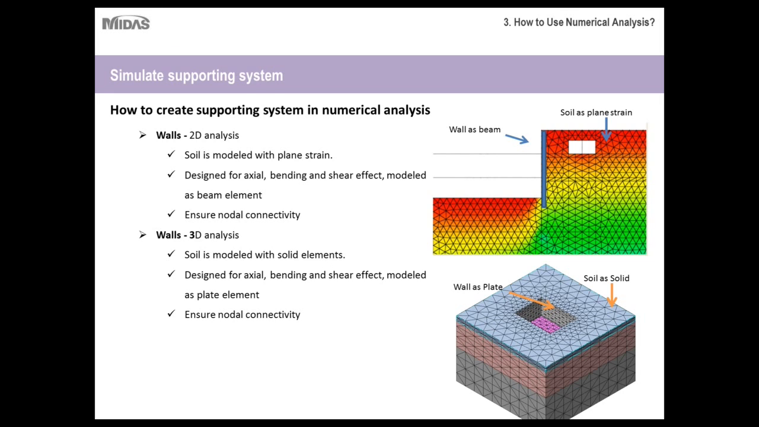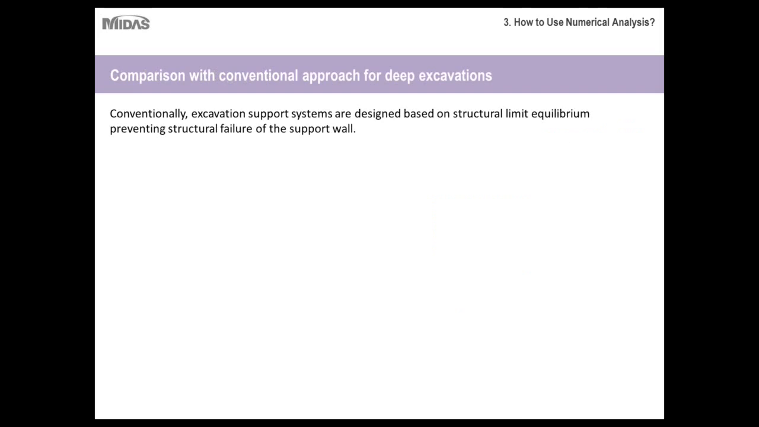If you are dealing with a 3D excavation problem, then the soil is modeled with solids, and the wall is modeled with plate elements, and the colors of the two meshes are different. It goes to show that there is a different member type with different material properties and a different mesh. But if you look closely at the boundary, you will see that the nodal connectivity is maintained throughout, so that the stresses can be transferred from the soil onto the walls and resisted. So make sure nodal connectivity is maintained, whether it is 2D analysis or 3D analysis, for wall modeling.